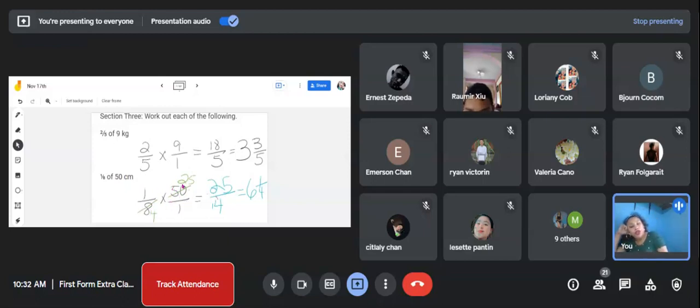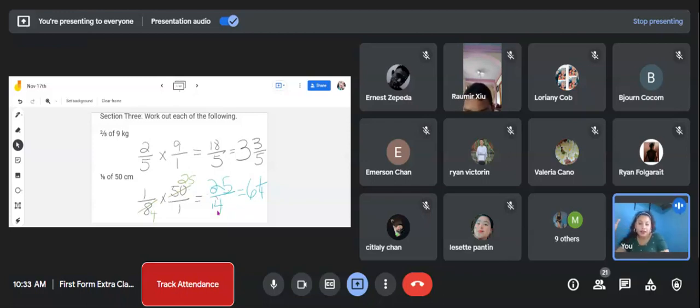All right? Now, before you go ahead and you multiply, you want to check if there is anything that you can cancel. In this case, I can cancel the 8 and the 50 by 2. So that is what I did. 8 divided by 2 gives me 4, and 50 divided by 2 gives me 25. And when I look at the question now, I cannot cancel more. So I went ahead and I multiplied. So 1 times 25 gives me 25, and 4 times 1 gives 4.